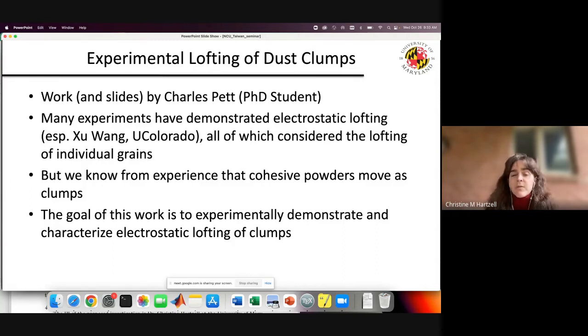But we know just from our day-to-day experience that cohesive powders often move as clumps. If you take baking flour, and you're making bread, you know that powder is very clumpy. And so it's likely that if you have a cohesive powder like regolith on an asteroid or the moon, that you'll also get clumps in that regolith as well. So the goal of this work is to show that clumps can be electrostatically lofted, and to try to understand the size of those clumps as well.